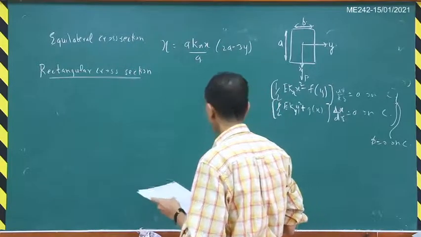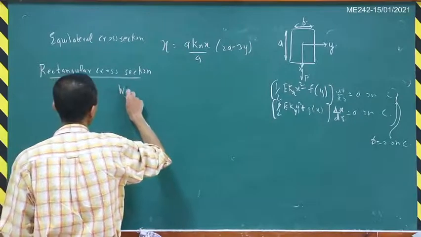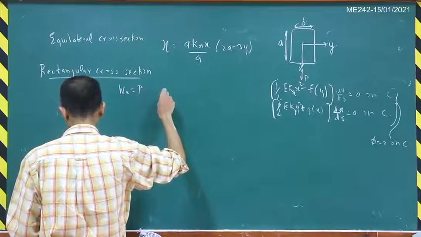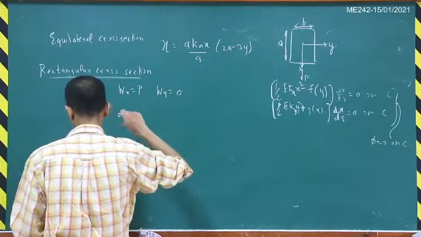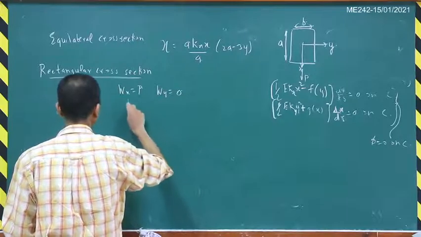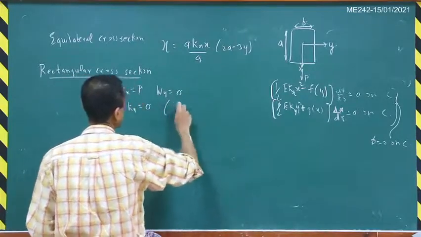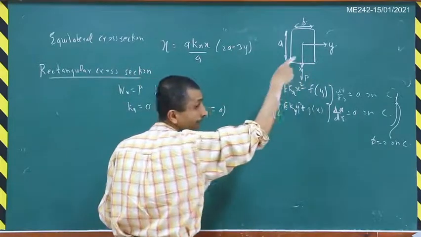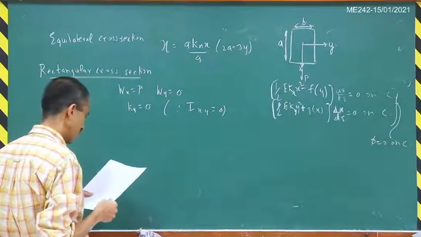Okay, so in this particular case, you will get that Wx is equal to P. Again, just like for the elliptical case, we have Wx equal to P, and Wy is equal to 0. And then from this, you will get that kappa y is equal to 0 because Ixy is 0. So since Ixy is equal to 0, again x and y are principal axes in this particular case.